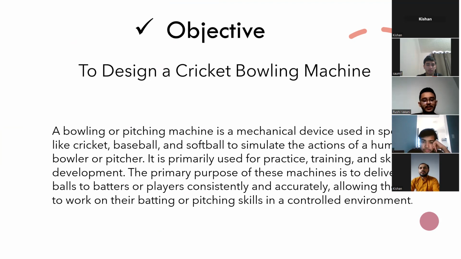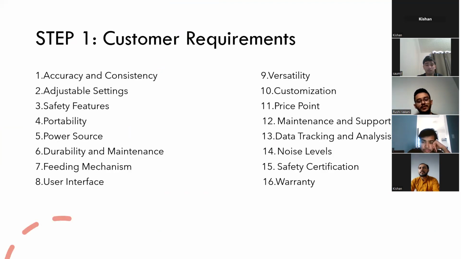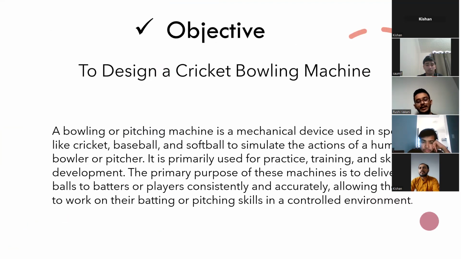In sports like softball, baseball, and cricket, a mechanical device called a pitching or bowling machine is used to replicate the movements of the real bowler or pitcher. The main purposes of it are training, practice, and skill development. This device's main function is to deliver the ball to the players or batters regularly and correctly so they can practice pitching or hitting in a safe setting.